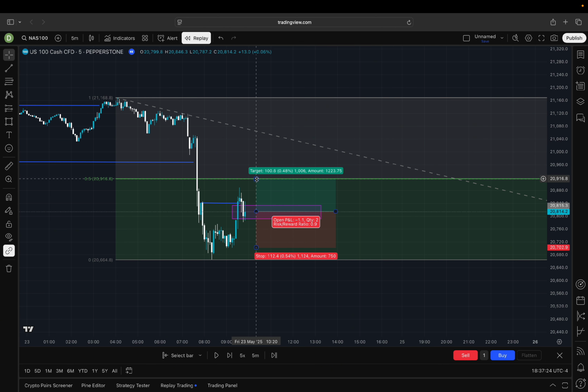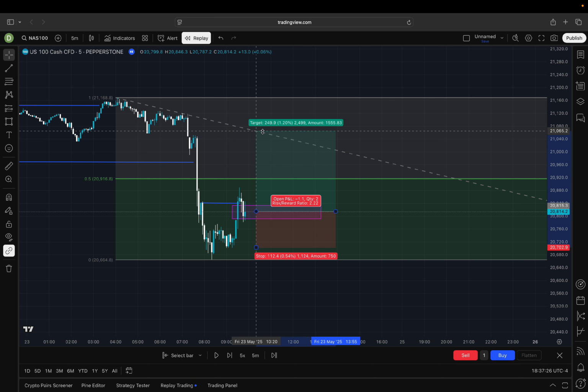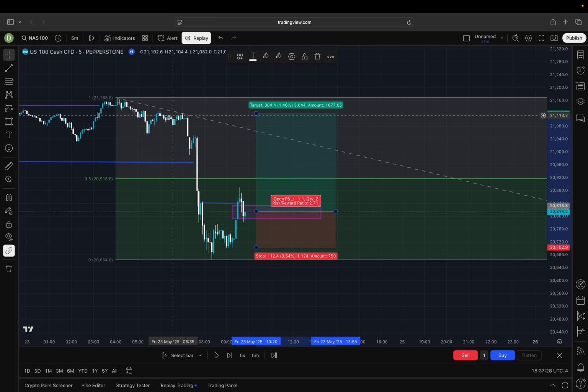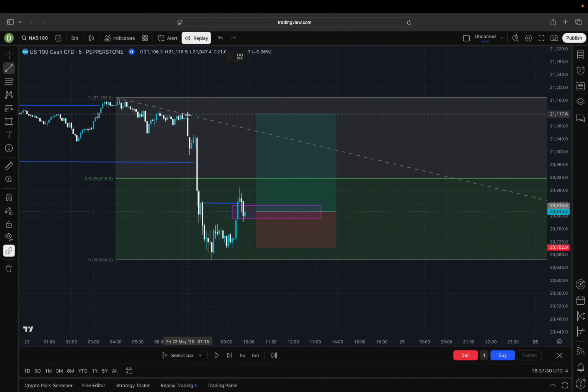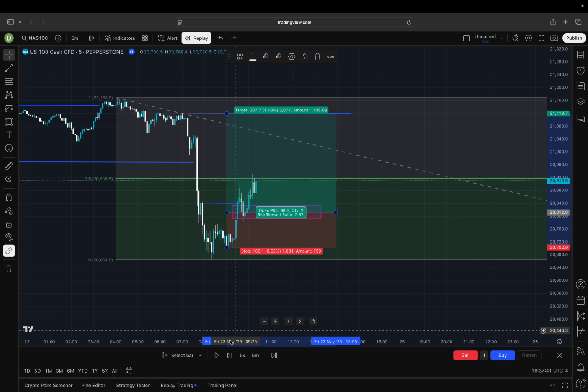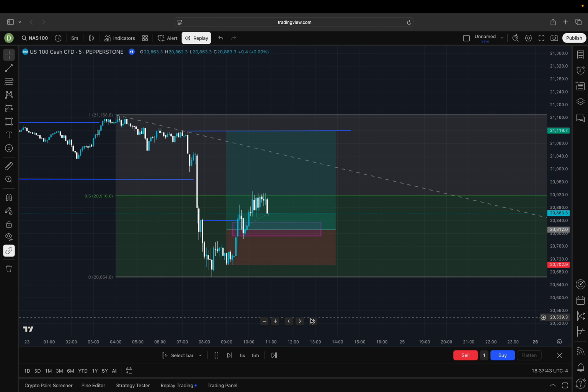and we're going to target. You can target a simple 1 to 2, or you can target opposing liquidity. So I'm going to target this high right here. This is my buy side liquidity which I'm targeting, and let's see what price does. I'm going to extend this PNL as well. There we go, and let's see what happens.